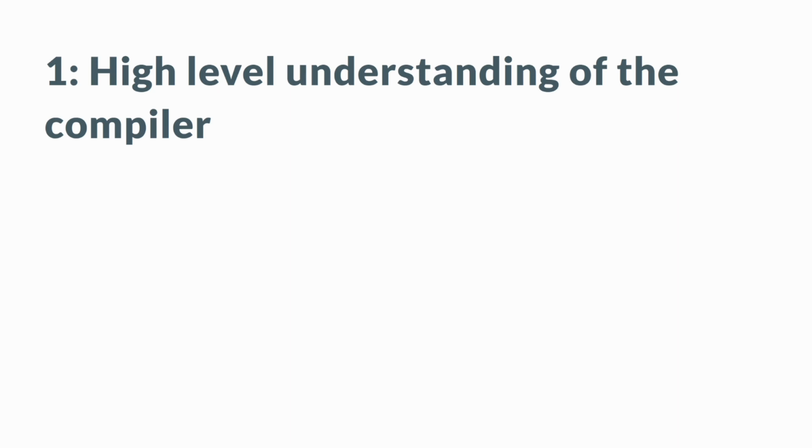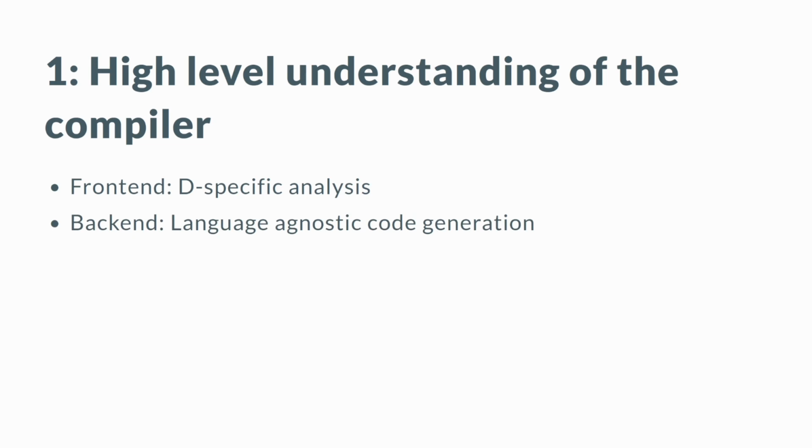Moving on to the next aspect, a high-level understanding of the compiler. At the most basic level, it consists of a front end which does D-specific analysis and the back end which does language-agnostic code generation, and it's usually taken from a C compiler. In the case of DMD, it uses the Digital Mars C compiler's backend. Within the front end and back end, there are several stages, some of which are lexing, parsing, and semantic analysis.